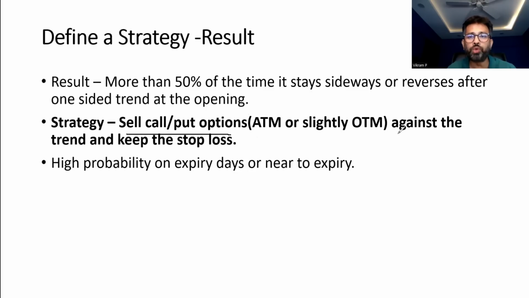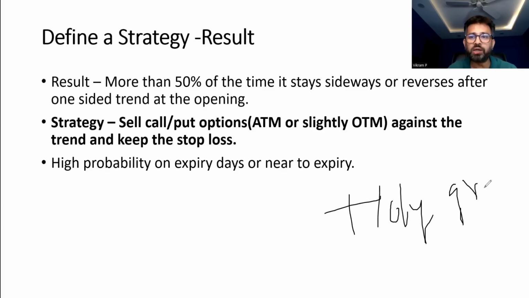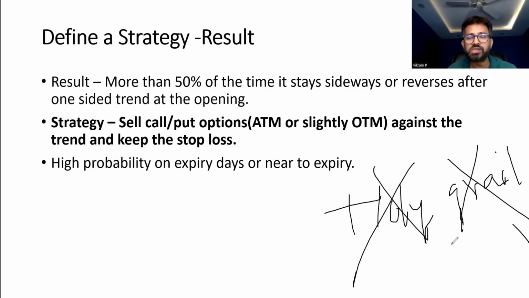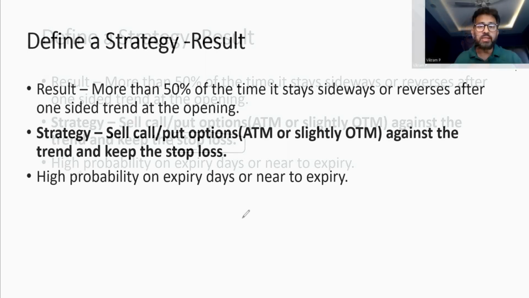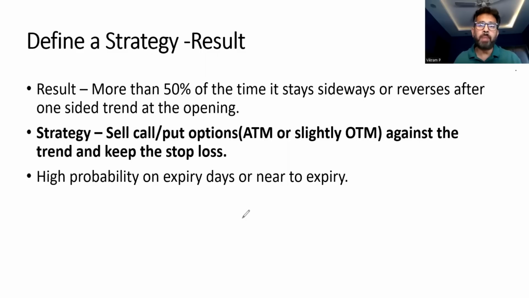So sell call or put option against the trend and keep the stop loss. Why keep the stop loss? Because you have seen that it is not a holy grail strategy, right? It worked most of the time, but it's not a holy grail because sometimes it failed also, right? If it failed, then the stop loss can save you because you can take your stop loss and exit the trade.